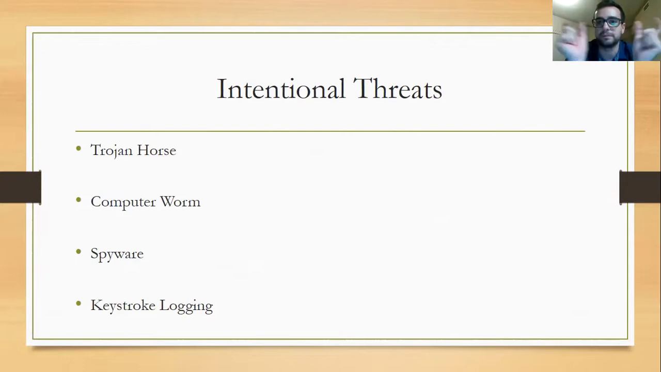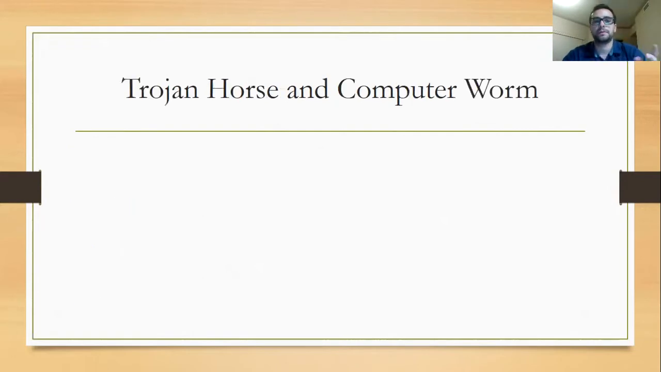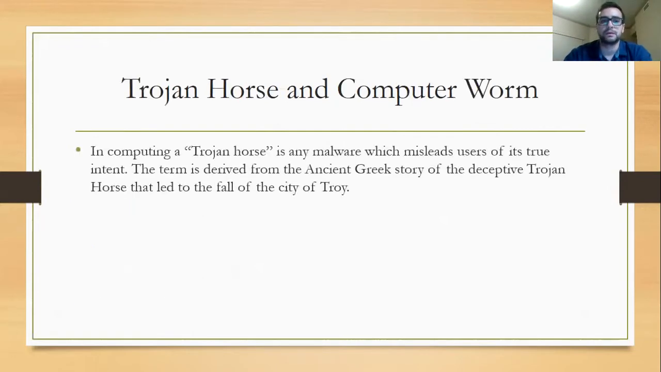I kind of separated them to which two go together better, and so I paired up Trojan horse and computer worm. In computing, a Trojan horse is any malware which misleads users of its true intent. The term is derived from the ancient Greek story of the deceptive Trojan horse that led to the fall of the city of Troy.